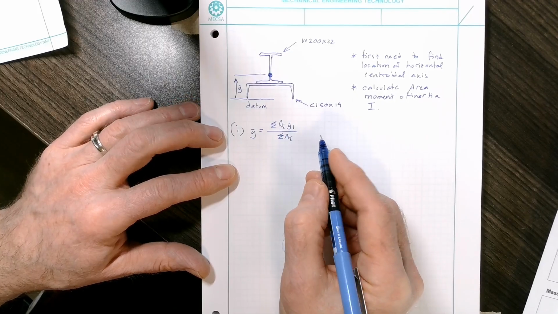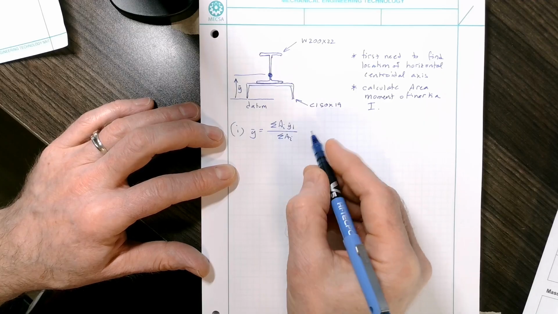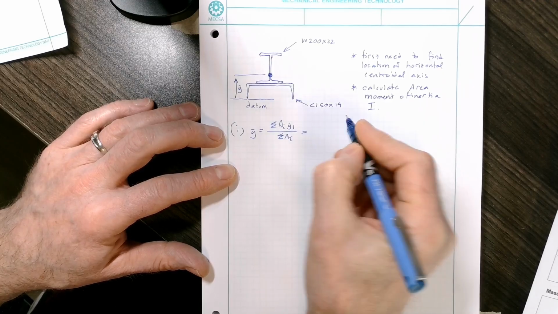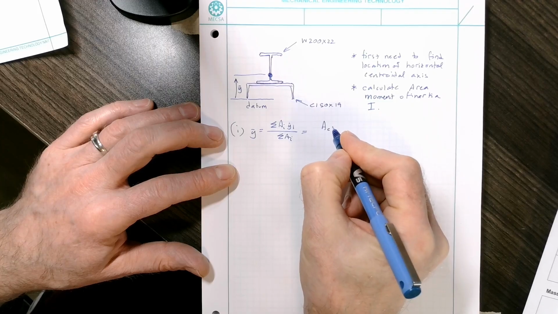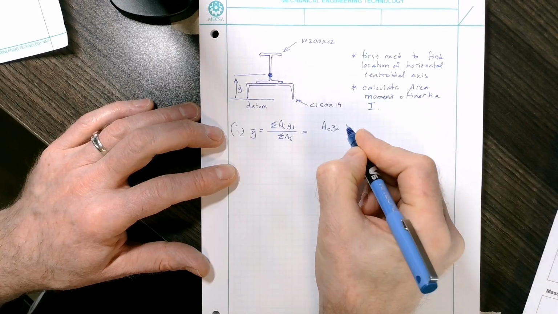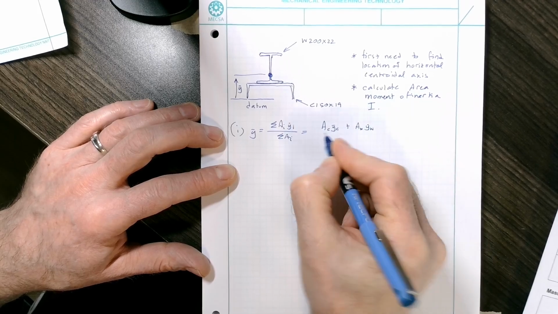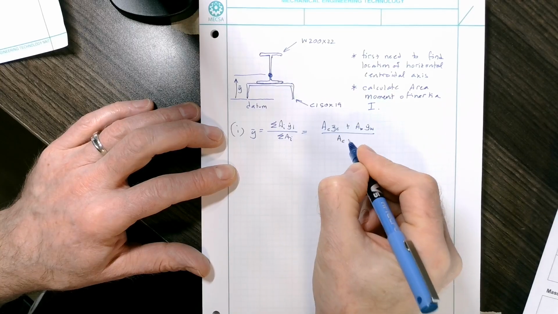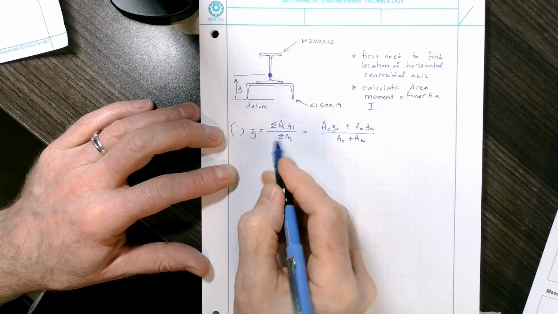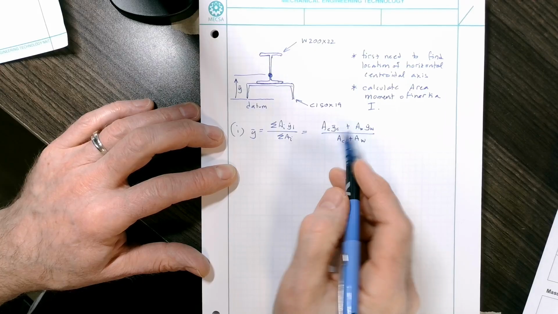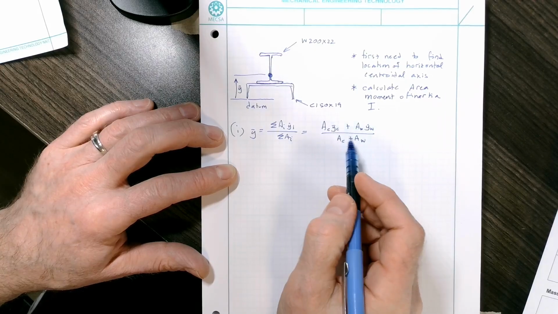I'm going to use subscript C for the C channel and W for wide flange. So it's going to expand like this. Area C channel, Y bar C channel, plus area wide flange shape, Y bar wide flange shape, over the area C channel plus area wide flange. That's how that converts, okay? Now you're thinking, all right, now this is where it gets difficult.